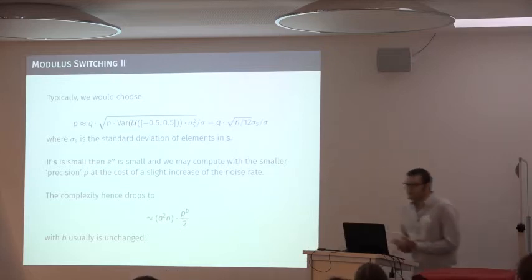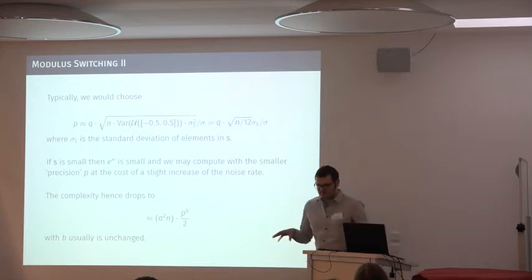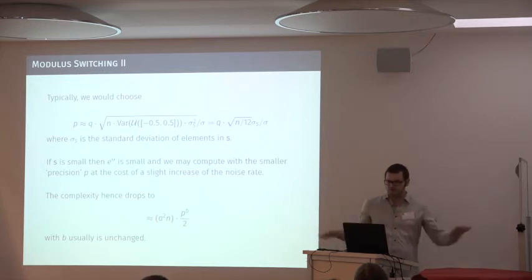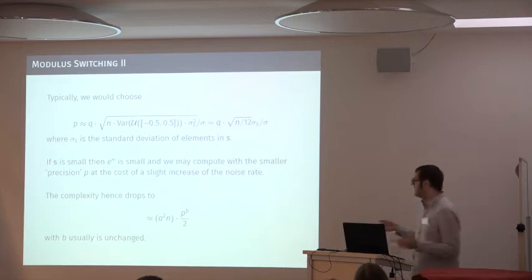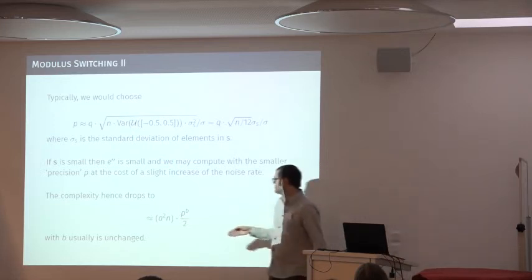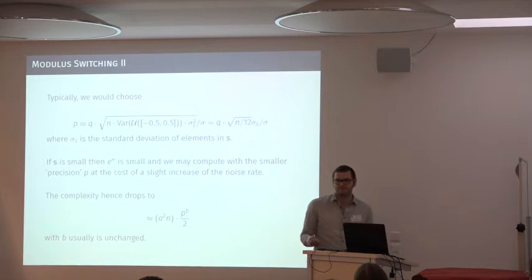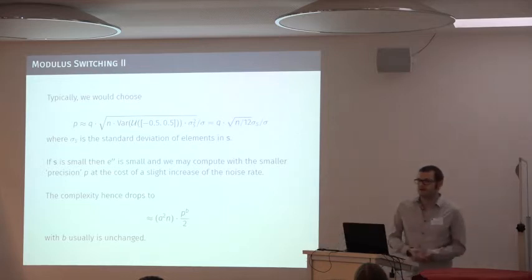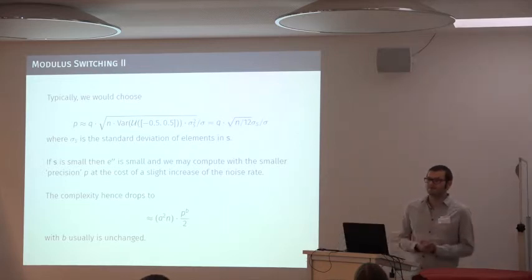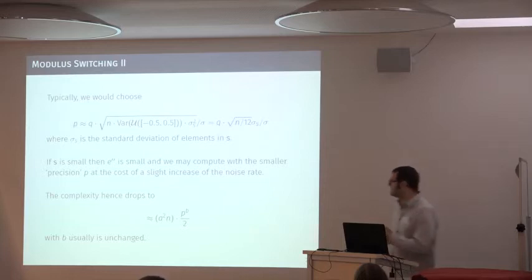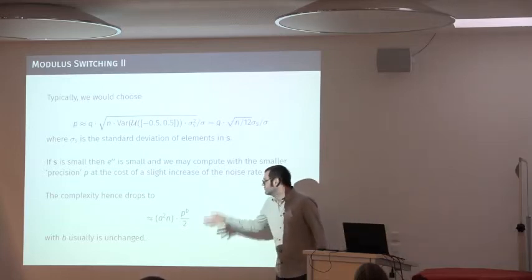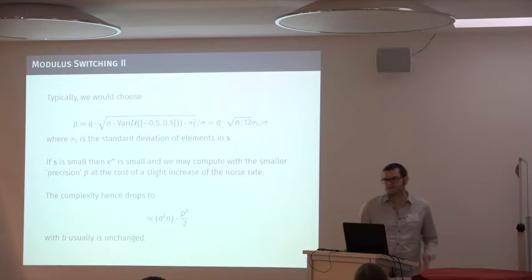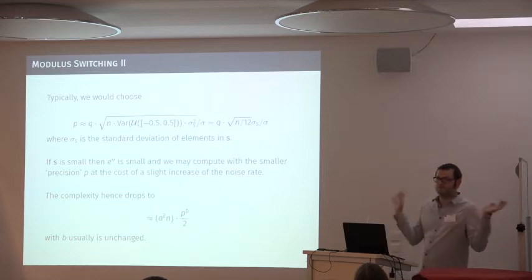And then what you end up with is, if you just do that, you take your instance and you have a small secret. You do your modular switching, so you compute with floats instead of doubles, then your complexity drops to pretty much P to the B instead of Q to the B. And since P is smaller than Q, you end up with a smaller complexity. And you can pretty much make it happen so that B doesn't really change. Right, so that's straightforward modular switching.